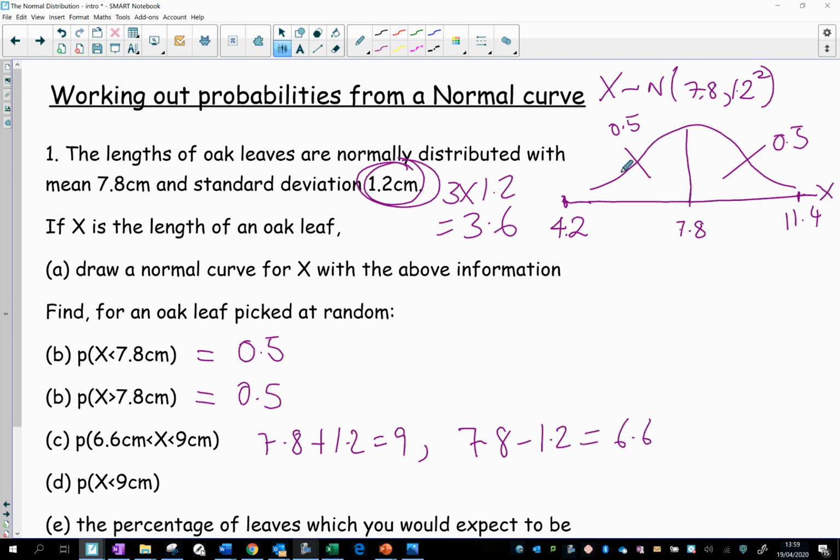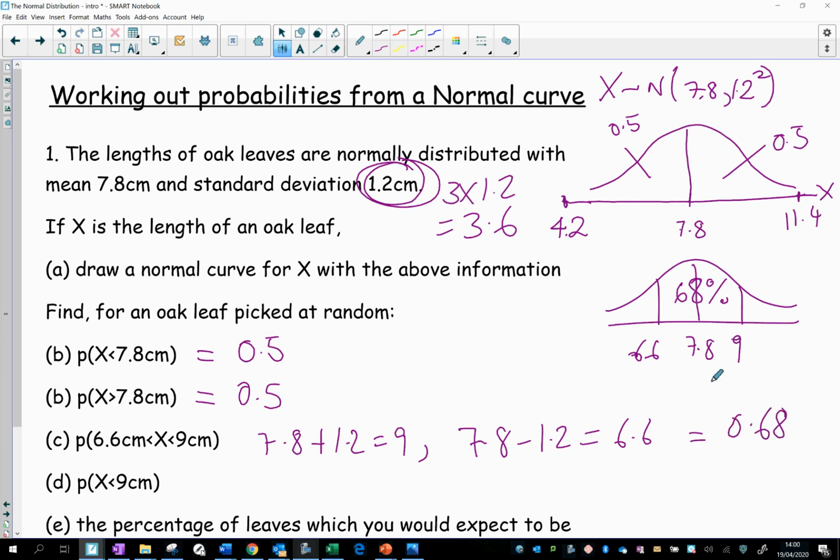So actually here, if I just draw it again, we have the 7.8 in the middle, and notice that basically we've got one standard deviation either side of the mean, so 7.8, and that is 9. That's plus one standard deviation, that's minus one standard deviation. So we know that this area here is going to be 68%. So the answer to that one is going to be 0.68.